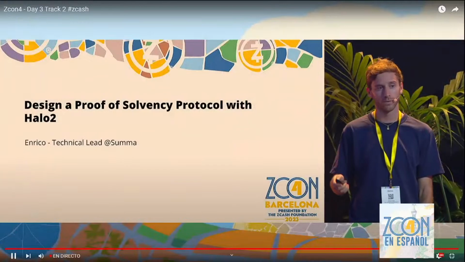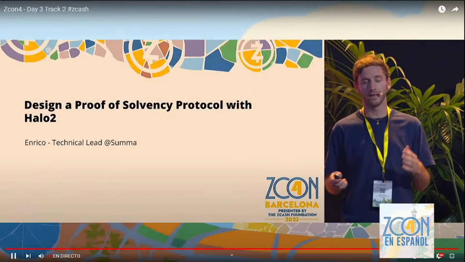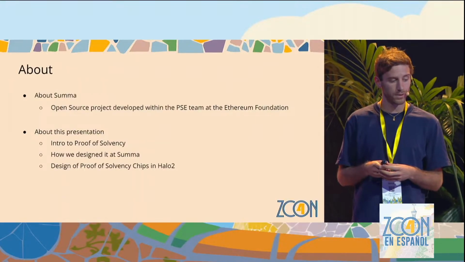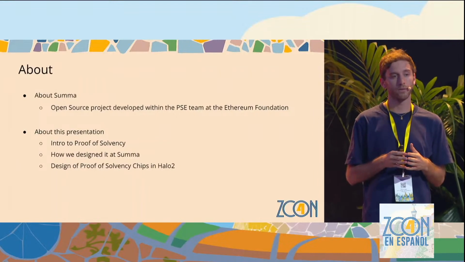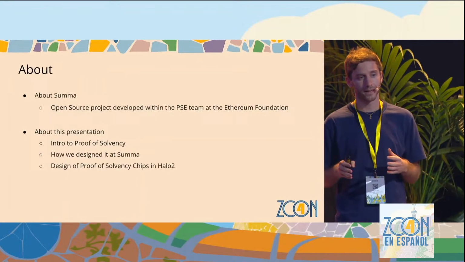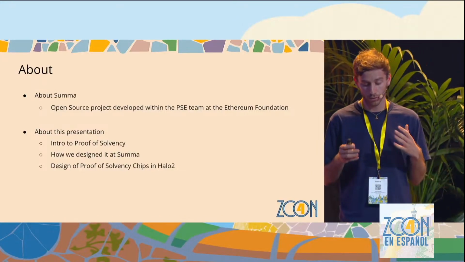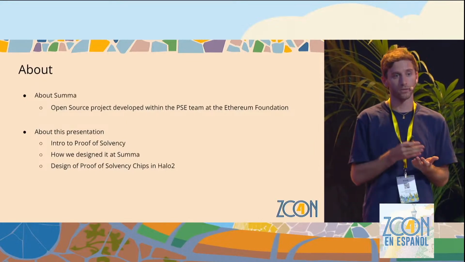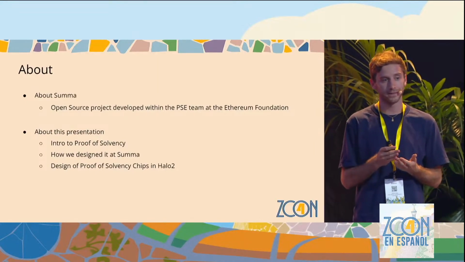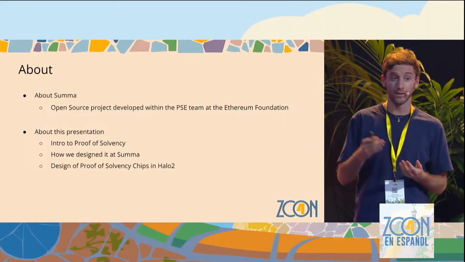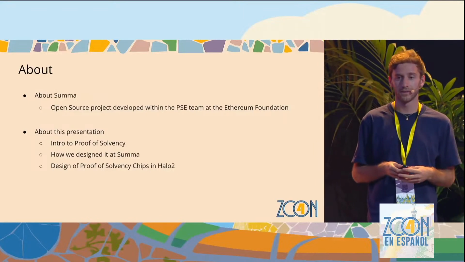So yeah, my name is Enrico. I'm the technical lead at Summa, and today I'm going to present how to design a proof of solvency protocol written in Halo2. So first of all, what is Summa about? Summa is an open source project developed within the Privacy and Scaling Explorations team at the Ethereum Foundation. And Summa is a protocol for centralized exchanges to prove that they are solvent. So the idea is that with this protocol, exchanges can guarantee that users are safe using this centralized exchange.